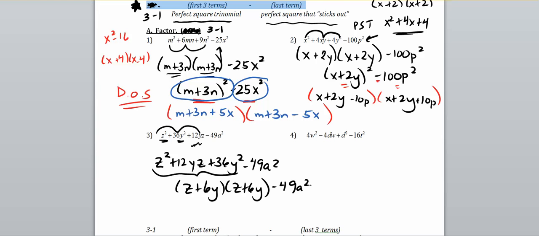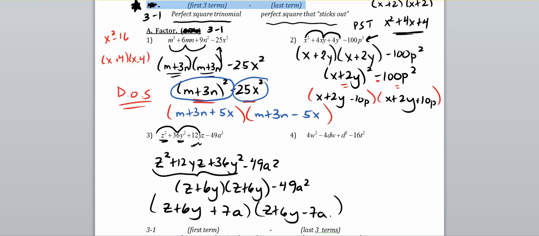All right, so let's go ahead and finish doing this one. It's a difference of squares, so I know I have this thing squared minus this thing squared. The square root of z plus 6y squared is just z plus 6y. So I'm going to put that on the left side of each term. And then the square root of 49a squared is plus 7a and minus 7a.